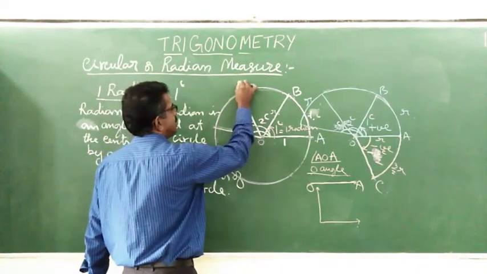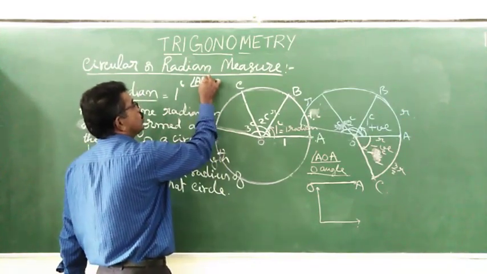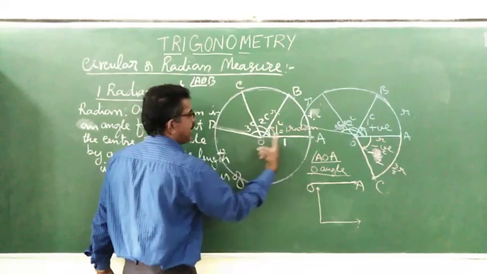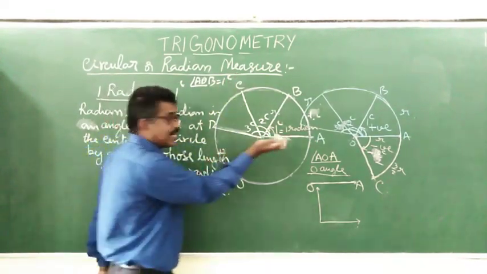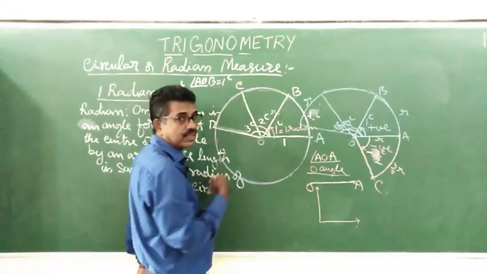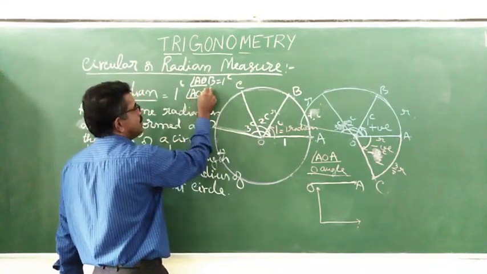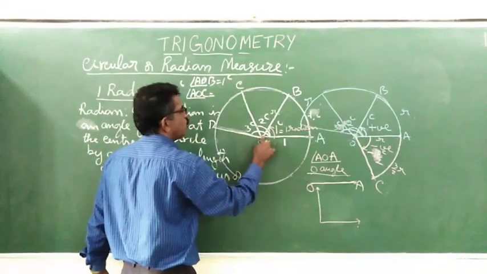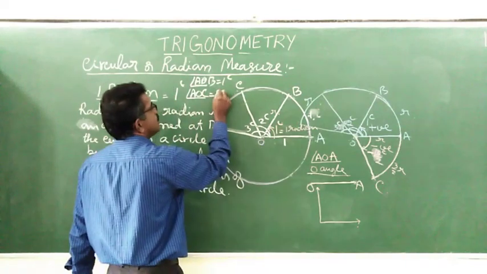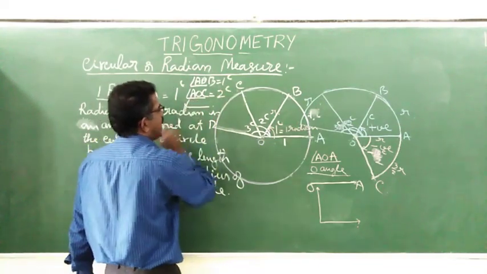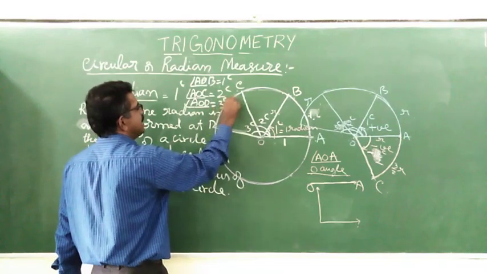So I call this is the C, this is D. Therefore we can call here angle AOB, it is 1 radian. It is anti-clockwise, therefore positive angle. What is angle AOC? Angle AOC, when this is totally 2 feet, it is 2 radian. What is angle AOD? It is 3 radian.